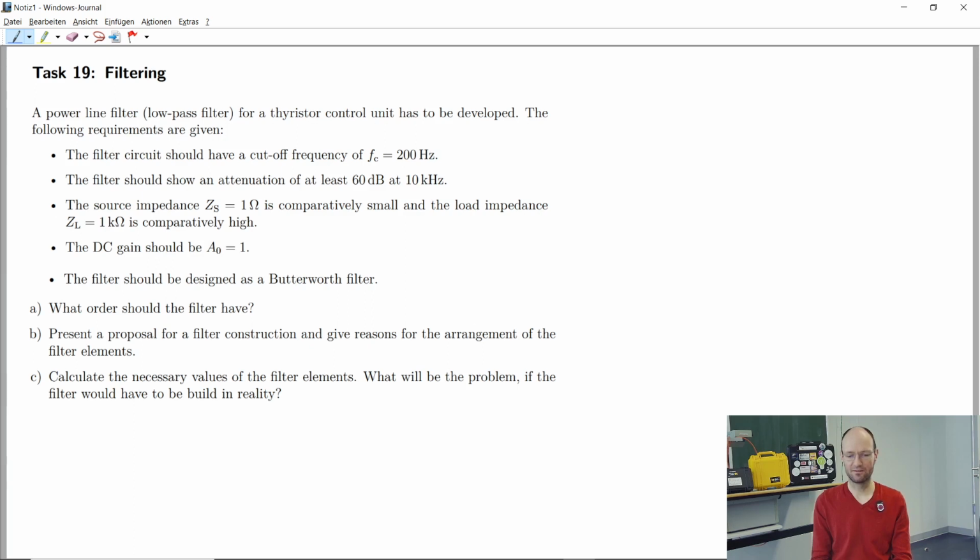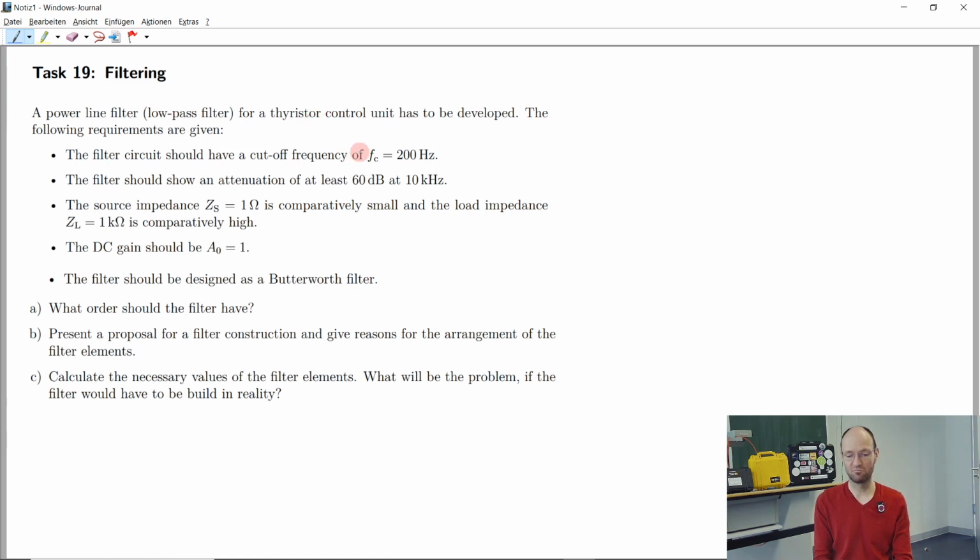Let's take a look at this task number 19 about filtering. We have a power line filter, and this should be a low pass filter. So we might have some power electronics that create high frequency disturbances, and still our low frequency energy should get through this low pass filter, but the high frequency disturbances by this, what is mentioned here is a thyristor control unit, they should be filtered away.